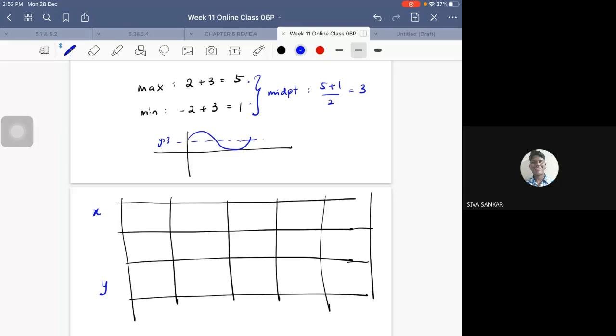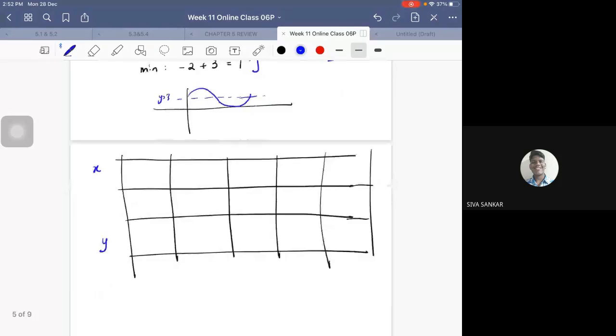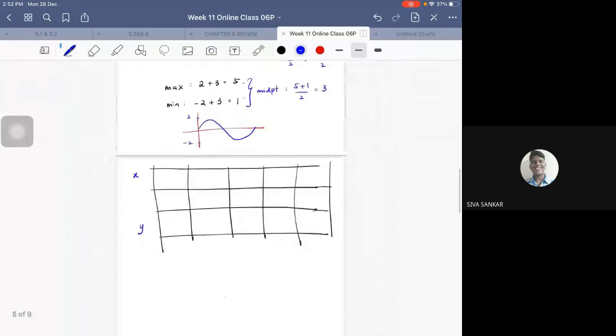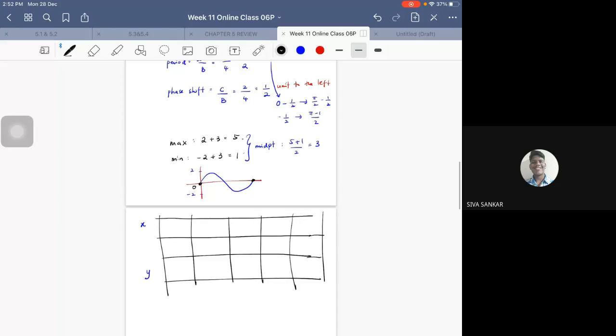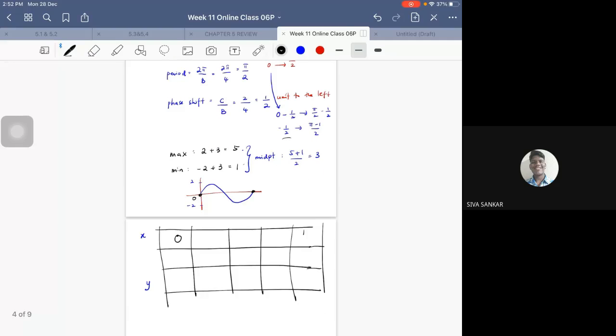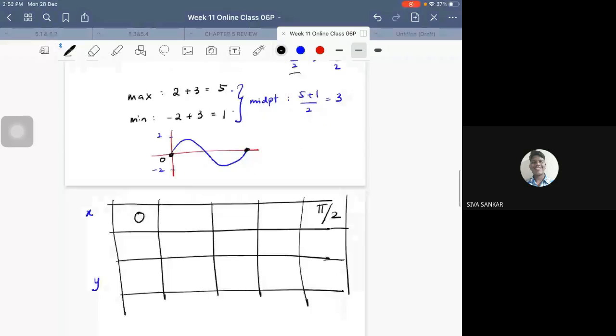Okay, you know what? No need to sketch this. Let's sketch the original graph. So this is the original graph of sine. If there is no change, here it will be 2 and here it will be negative 2. What happens is that our X value, if the graph doesn't shift left or right, from our period value, we know it will start at zero and it will stop at pi over 2. This is if we don't move anything, if we don't consider the phase shift. Between zero and pi over 2.